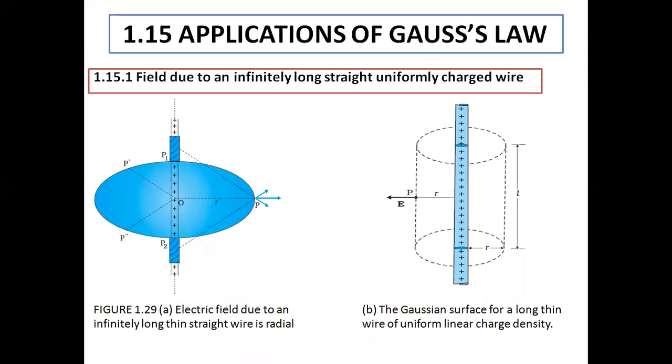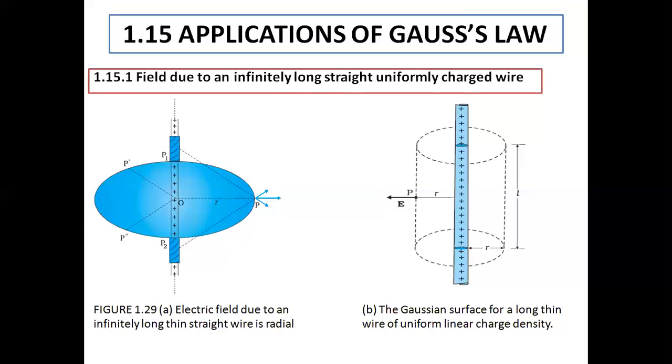Now, what are the applications of Gauss's law? As we already derived, we can directly write the equation: flux phi is equal to E into delta S, where E is the electric field intensity and delta S is the area of that particular surface, equal to Q divided by epsilon naught. This is the equation for the statement of Gauss's law.